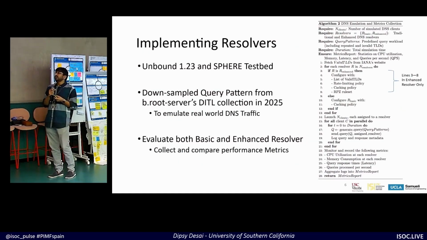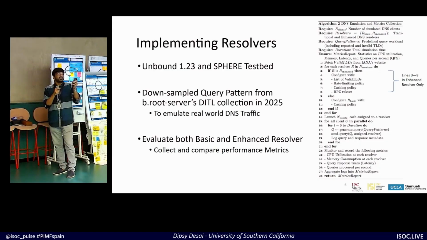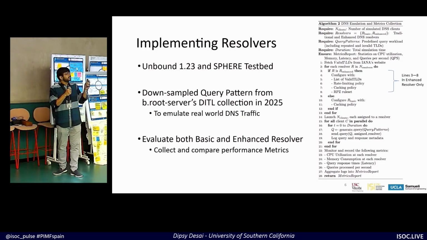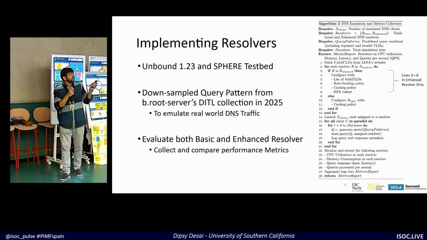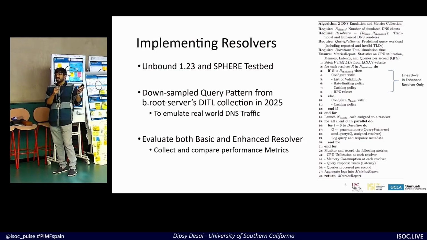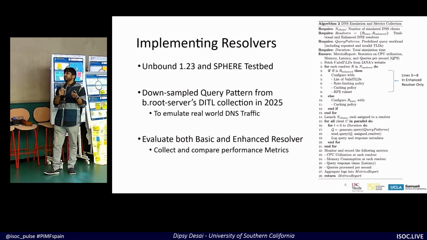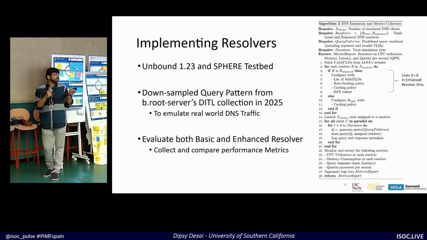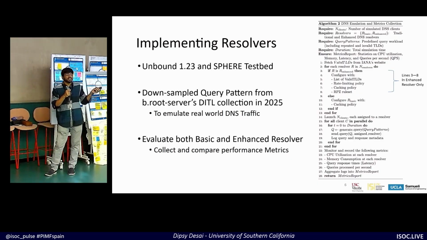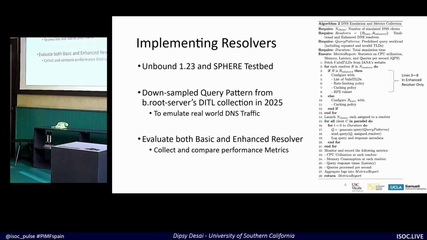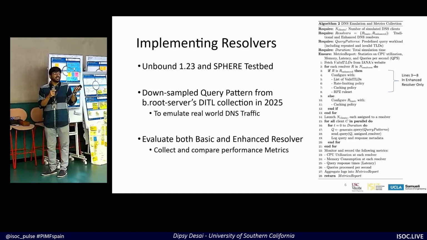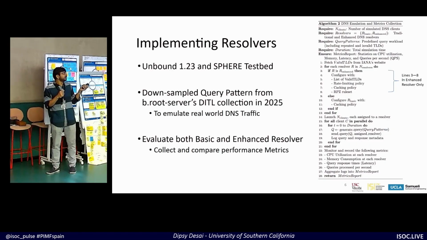Next up, to evaluate how our approach worked, we implemented both a baseline resolver and an enhanced resolver. The enhanced resolver is about 6-7 lines of additions. We implemented both of them using Unbound 1.23 and experimented on Spear, which is a cybersecurity experimentation testbed. In order to emulate real-world data, we downsampled queries that we got from B-root server. It is one of the 13 root servers which participates in the Day in the Life of the Internet collection. This data is from 2025.